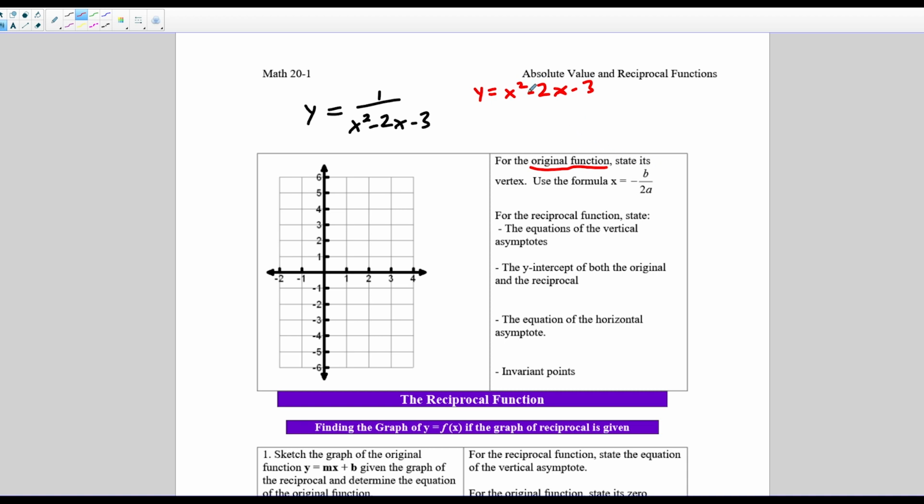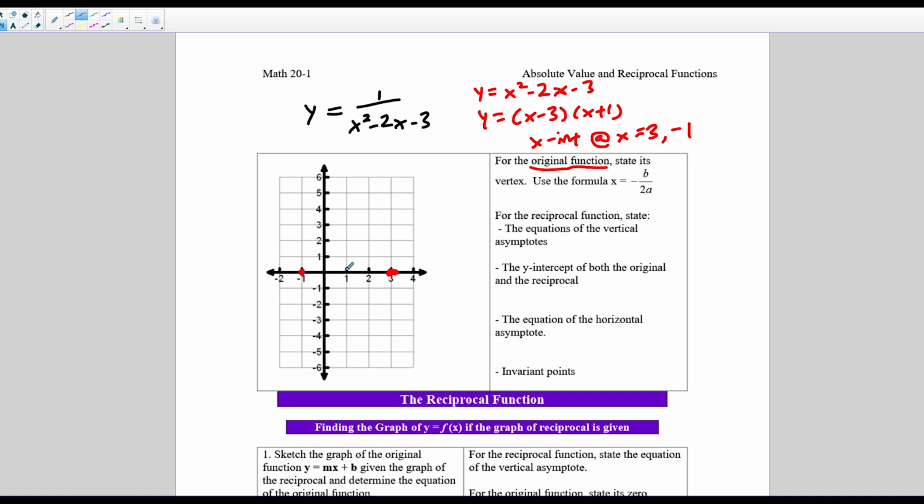There's another way that we could do this too, because this is factorable. I'm just going to go ahead and write this as (x minus 3)(x plus 1). And we can actually just plot that here. We have x-intercepts at x equals 3 and -1. So we've gone ahead and done that.